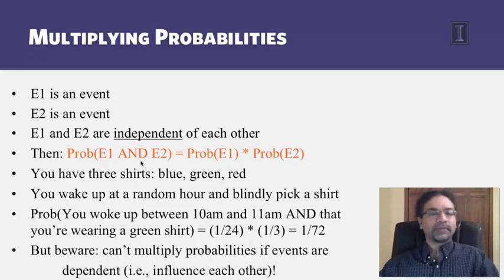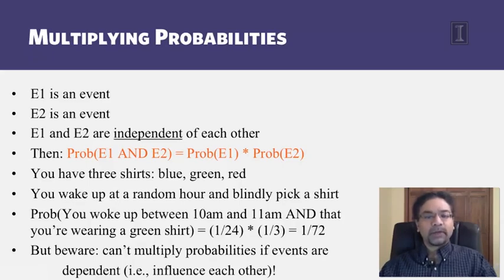Let's discuss an example of this. Suppose you have 3 shirts. They're colored blue, green, and red. And also you wake up at a random hour and blindly pick a shirt. You put your hand into your closet and you blindly pick out a shirt. What is the probability that you woke up between 10 a.m. and 11 a.m. and that you picked a green shirt to wear?